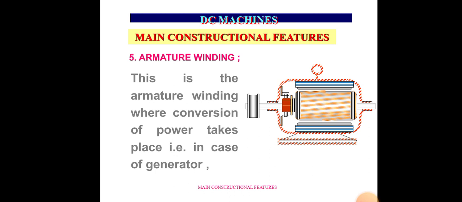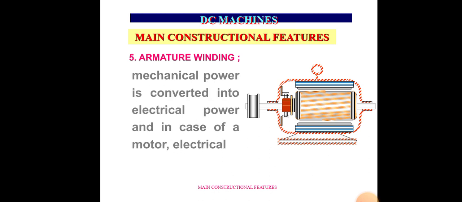In the armature winding, conversion of power takes place, that is, in the case of a generator, mechanical power into electrical power. The purpose of the armature conductor is to cut the magnetic flux so that EMF is induced. The armature conductors are usually made of copper and are housed in the slots provided in the armature.